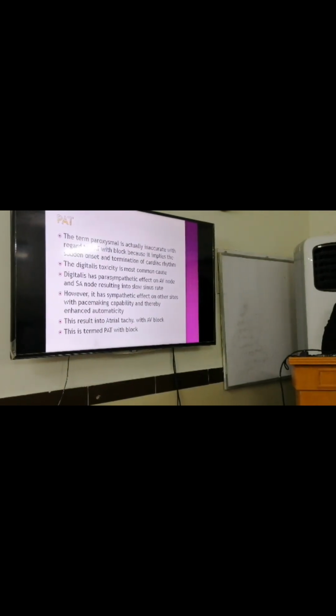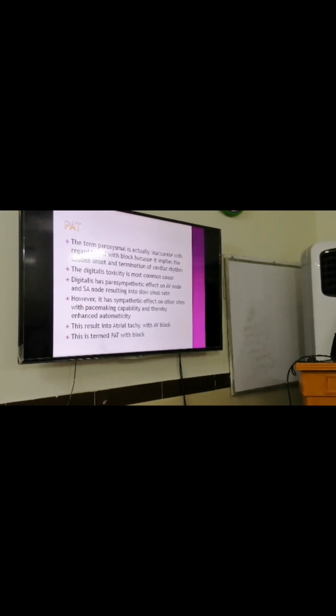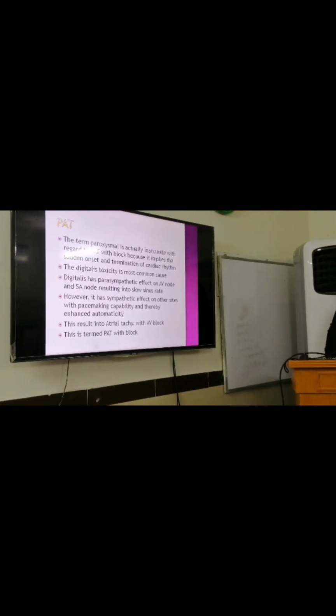So as the name suggests, it is paroxysmal. There is a sudden onset and sudden termination. The brief event is called paroxysmal atrial tachycardia. The term paroxysmal is actually inaccurate with regard to PAT with block because it implies the sudden onset and termination of the cardiac rhythm. That is called PAT, paroxysmal atrial tachycardia. Paroxysmal, you might have studied in other terms like paroxysmal atrial fibrillation, paroxysmal ventricular tachycardia. By definition, paroxysm is defined as a sudden onset and sudden termination.